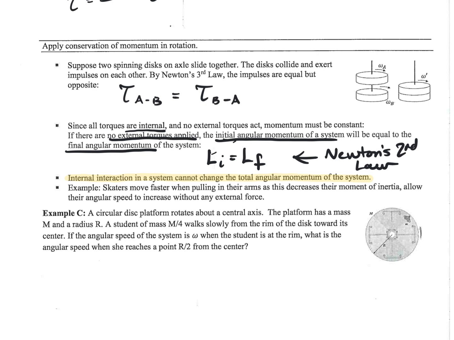A good example of this is skaters move faster when pulling their arms in, as this decreases their moment of inertia, allowing their angular speed to increase. I want you to think about that. We've just done this earlier. We know that L equals I omega. Therefore, if I sit on this stool, with these weights, and I'm going to rotate, what happens?